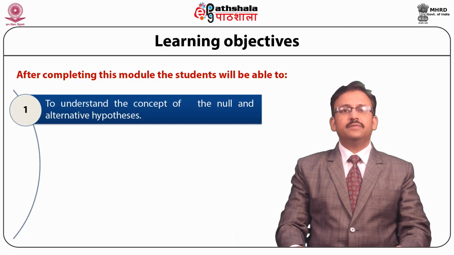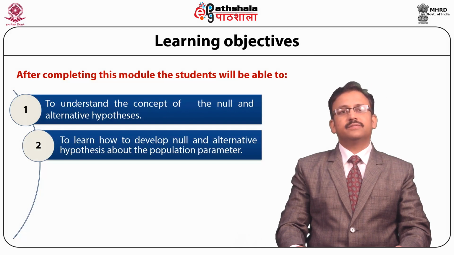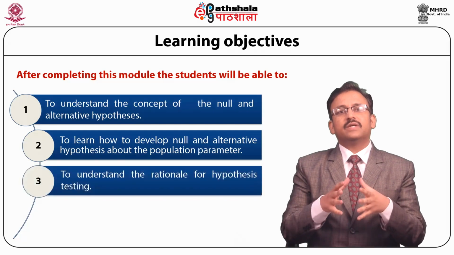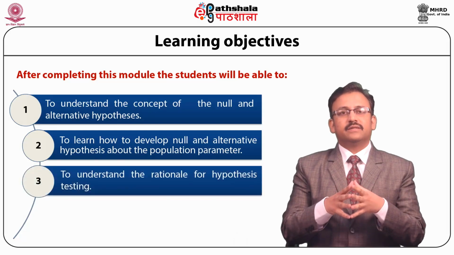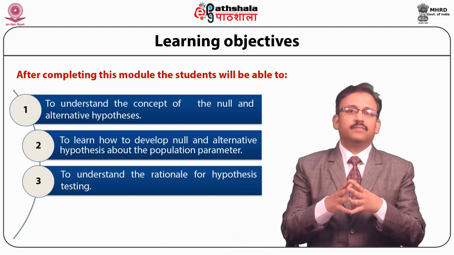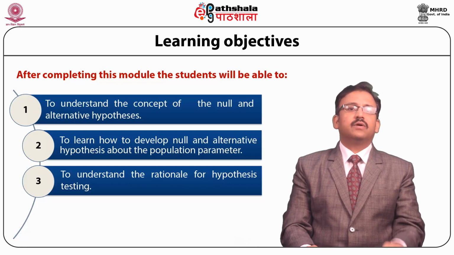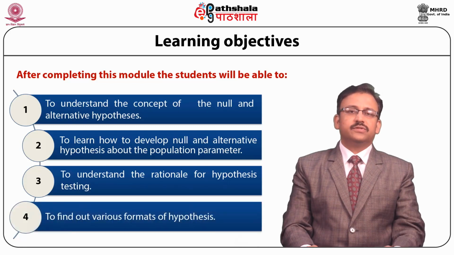They should also be able to understand how they are going to develop the null and alternative hypothesis about the population parameter. Now, the rationale for the hypothesis, what is it? It should also be clarified to you once you have completed this particular module. Under this module, students, we are also going to discuss the various formats of the hypothesis.